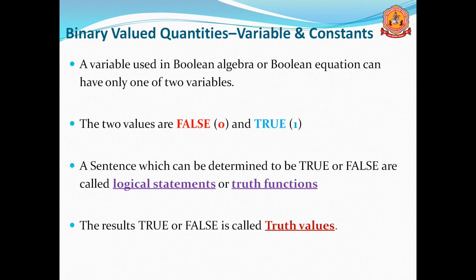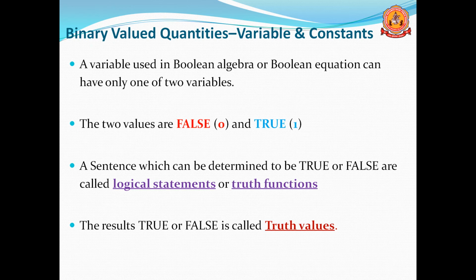A variable used in Boolean algebra or a Boolean equation can have only two values. Normally, in Boolean algebra or a Boolean equation, we are using a variable that can have only two values: false and true. False is represented as 0 and true is represented as 1. 0 means false, and 1 means true.